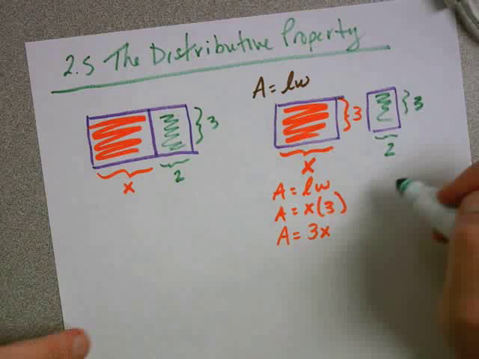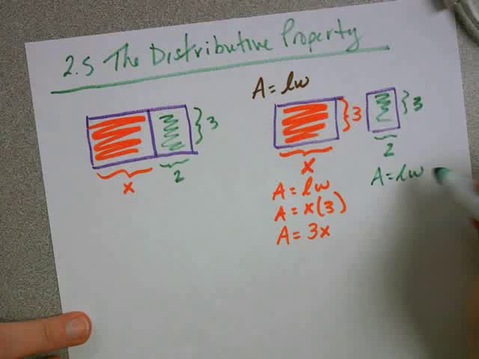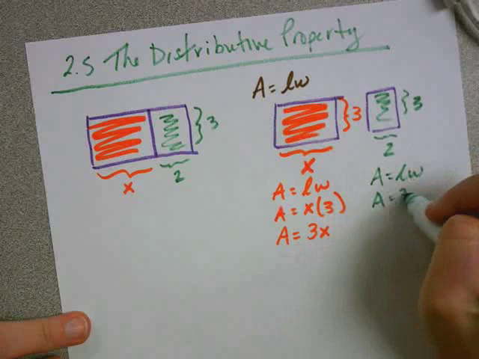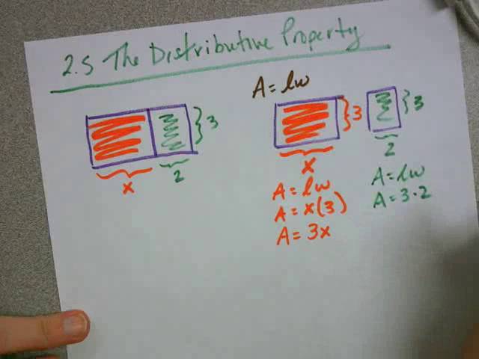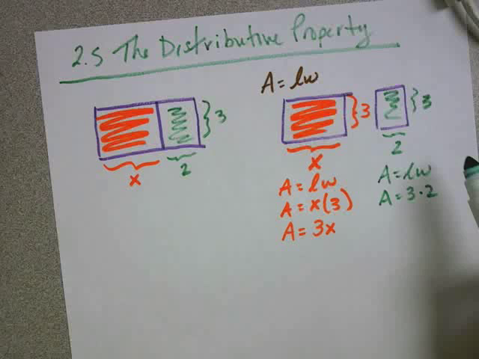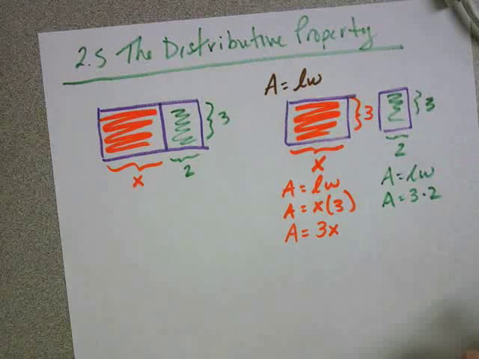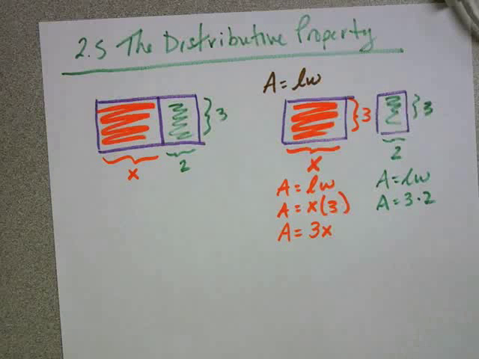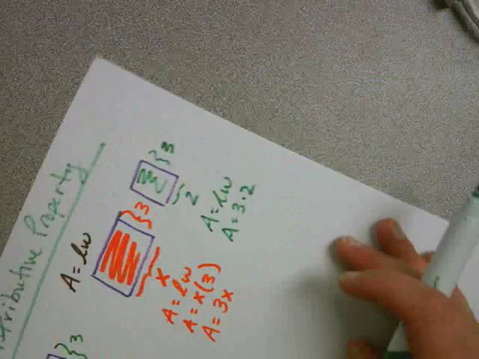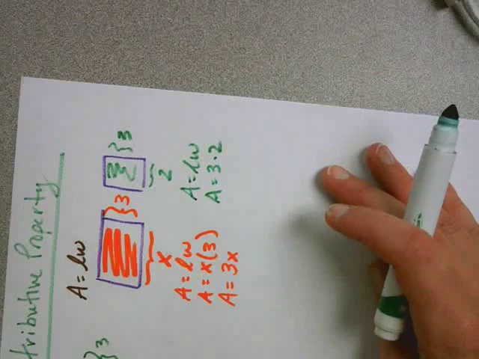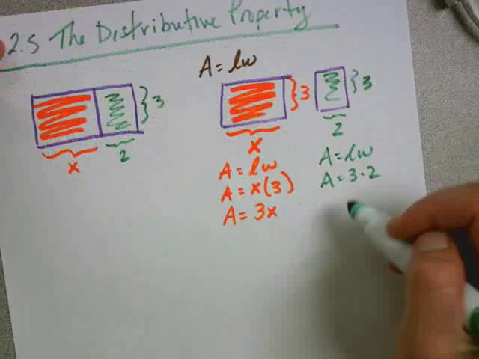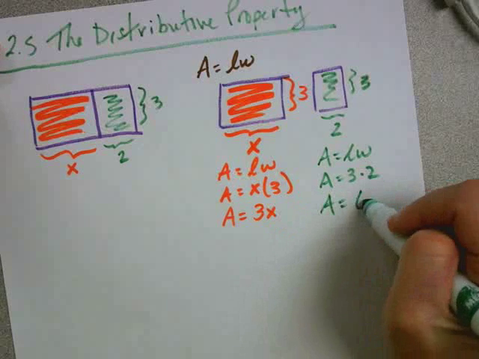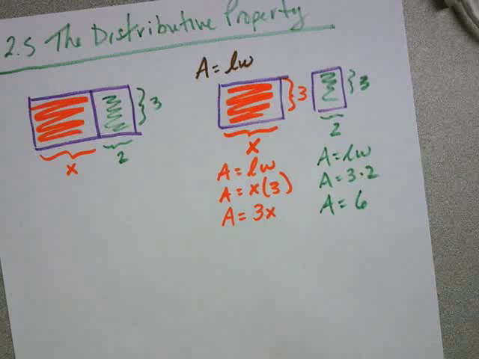And then our small green guy, area equals length times width. The length is 3, the width is 2. Now, you may want to say, how do I know which one's length and which one's width? Length is always longer than width. It doesn't matter if it's the one on the bottom or the one on the side. I'll just turn my paper, and then it's a different top, bottom, right, left. So the area of this guy is 6 units.